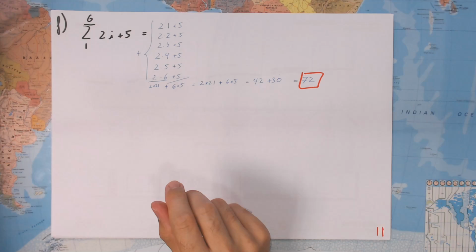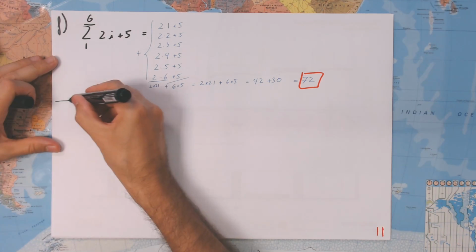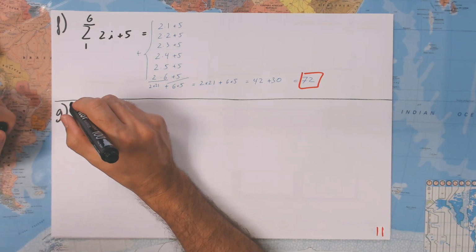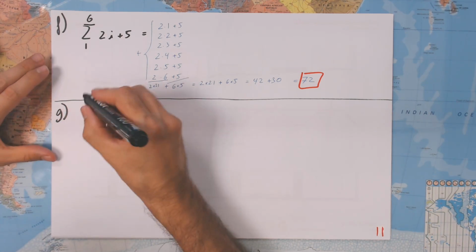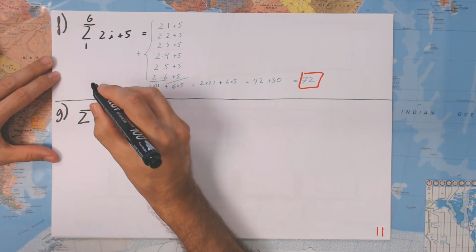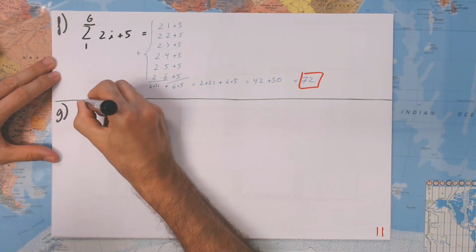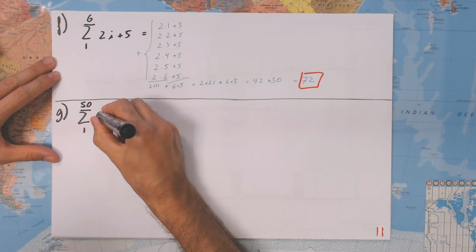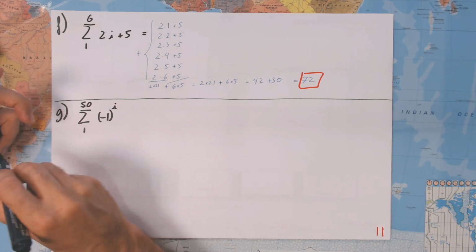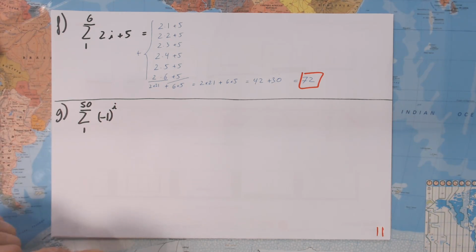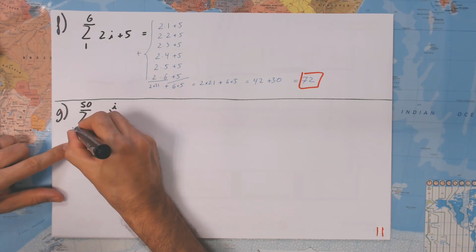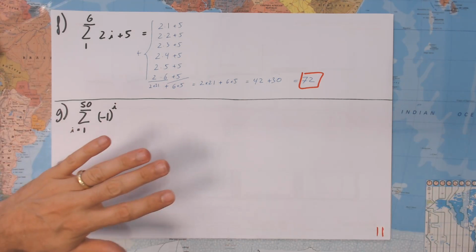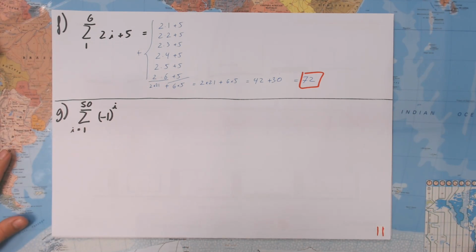Now let's go quickly to the other one, G. For G, we're going to have this one. Summation from 1 to 50 of minus 1 to the power of I. And I don't have to write it, but this is I equals 1, of course, it must be, okay? That's the definition, okay? So again, pause the video and try to do it, okay?